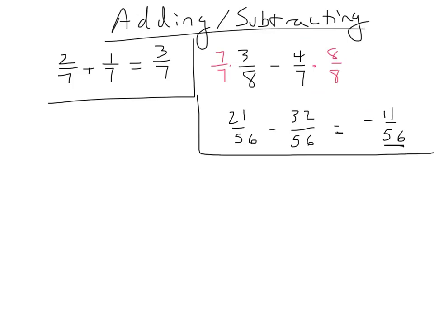Now again, mixed numbers are a pain in the butt. Let's say I've got 3 2/5 plus 1 5/6. So I'm going to rewrite this as, okay, this is going to be 17/5 plus 11/6. Right, and then I'll multiply here by 6/6, here by 5/5. And what am I going to get?